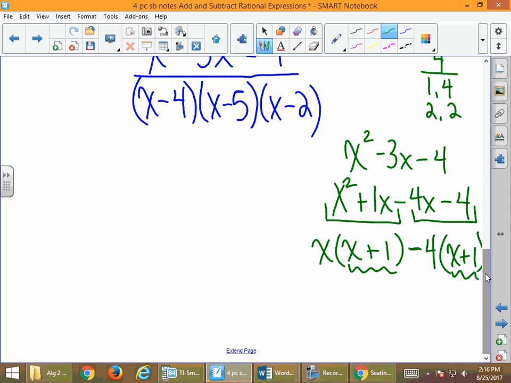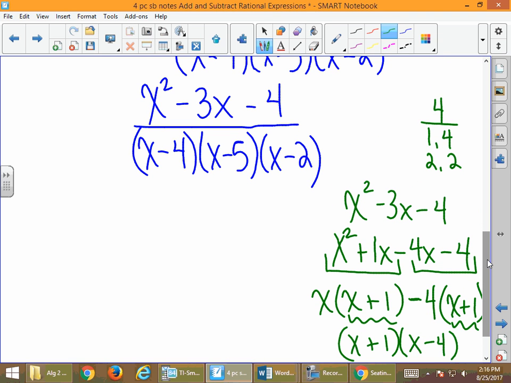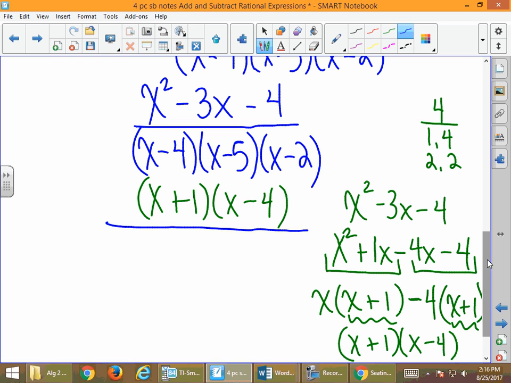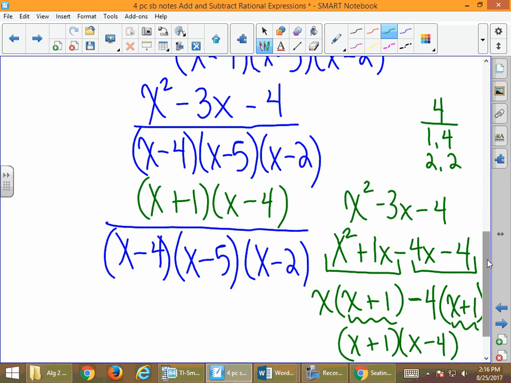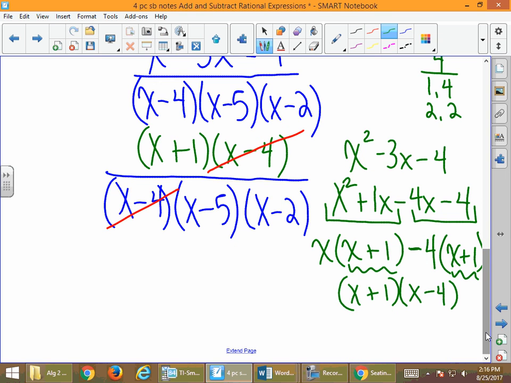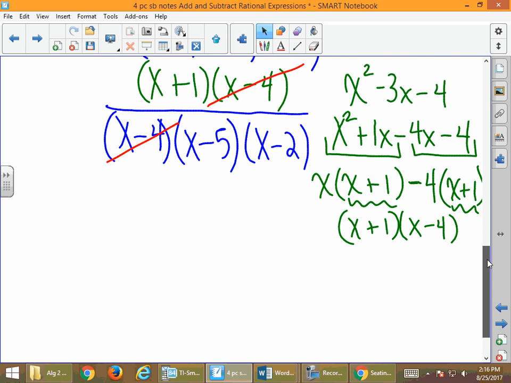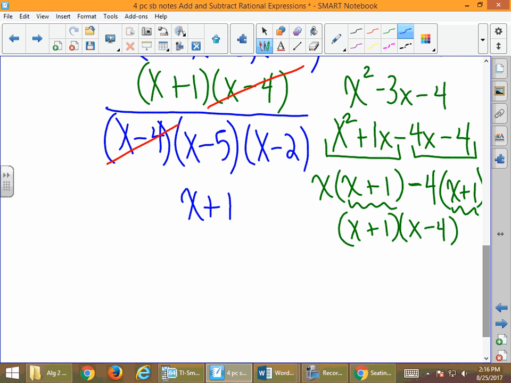So we do have an x plus 1, as well as an x minus 4. So when we put that back in, x plus 1 times x minus 4, our denominator still didn't change. But then this goes back to the simplifying expressions. Do we have anything exactly the same on the top and on the bottom? We have the x minus 4. There's an x minus 4 here. There's an x minus 4 there. I cancel those out. And now we can finish the problem. We finished with x plus 1 in the numerator divided by x minus 5 times x minus 2.